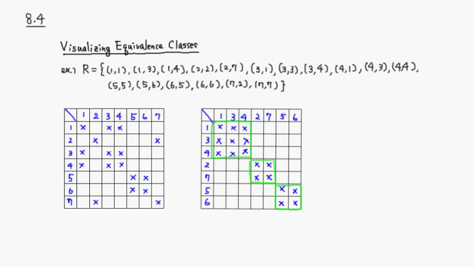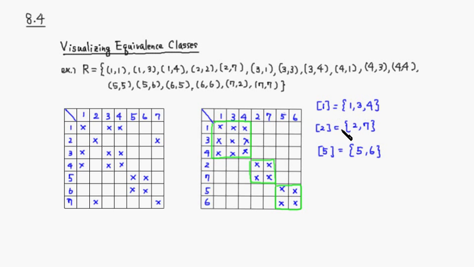These represent equivalence classes. For example, the equivalence class represented by 1 or 3 or 4, it doesn't matter, is going to contain 1, 3, and 4. And the equivalence class represented by 2 would be the set with 2 and 7. The equivalence class represented by, say, 5 would be a set with 5 and 6.